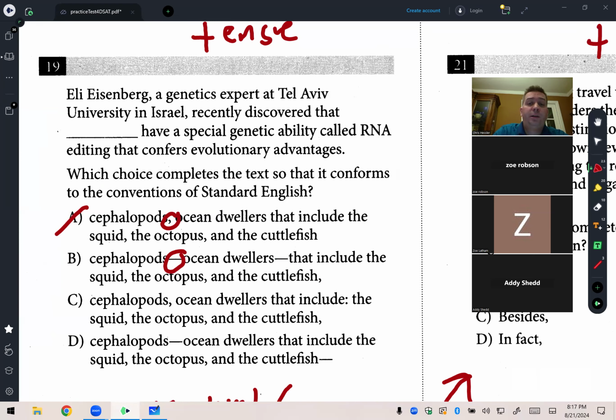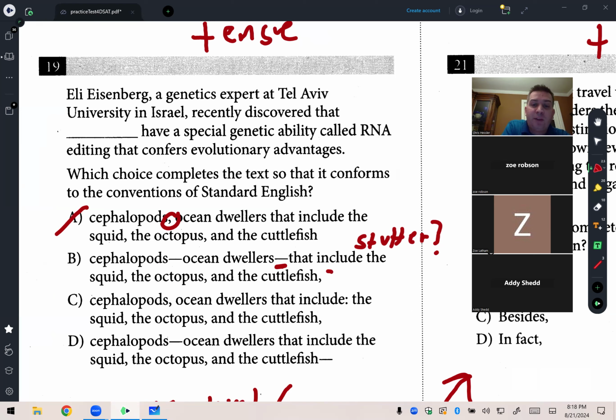I am going to try the stutter strategy. Was there a stutter? Is it even worse than we thought? I'm going to try to really exaggerate this. All right. Ellie Eisenberg, a genetics expert at Tel Aviv University in Israel, recently discovered that cephalopods, ocean dwellers, that include the squid. Do you see how a native English speaker would never pause here? They would just say, ocean dwellers that include the squid, the octopus, and the cuttlefish. There would be a pause here, but that needs to be an em dash.